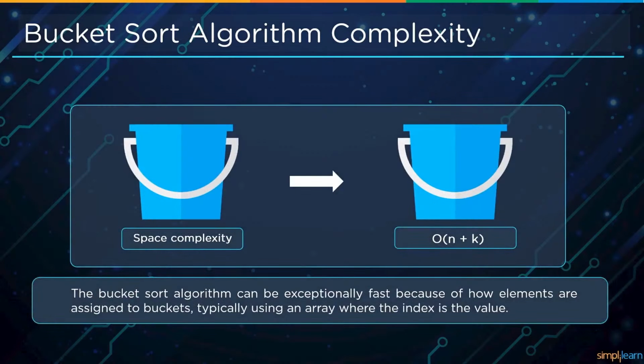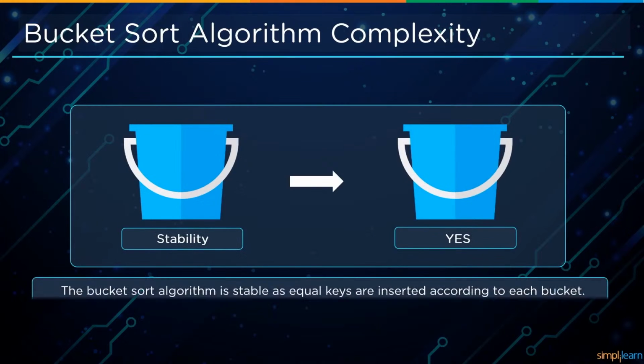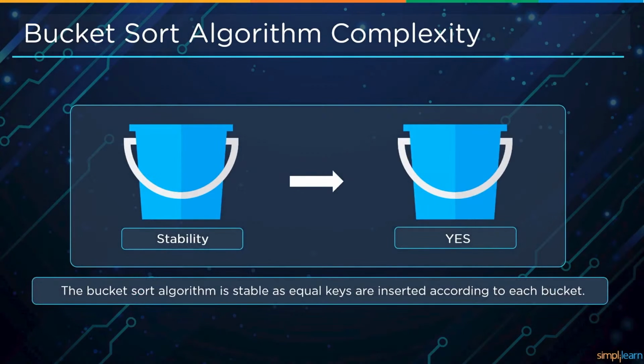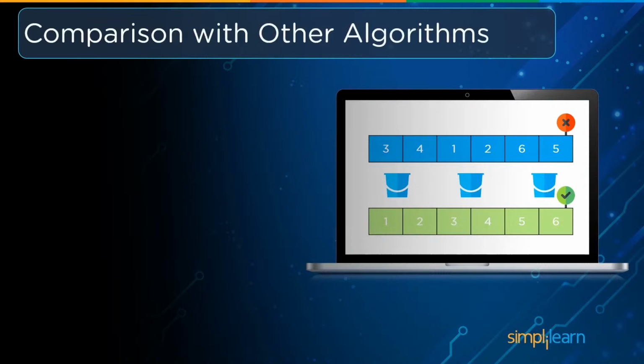So the space complexity of the bucket sort algorithm is O of n plus k. Lastly, we have stability. So talking about stability, yes, the bucket sort algorithm is stable. After understanding the complexity of bucket sort algorithm, now we will compare the bucket sort algorithm with other algorithms.